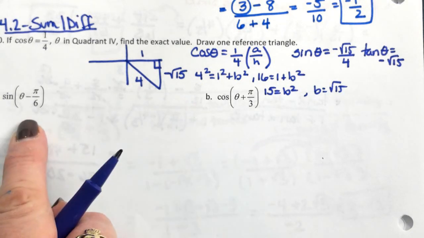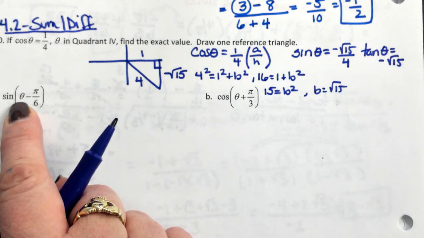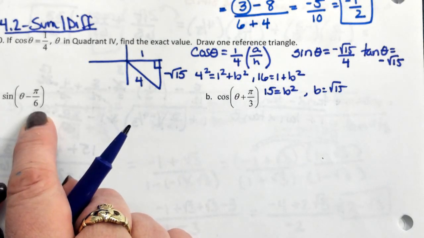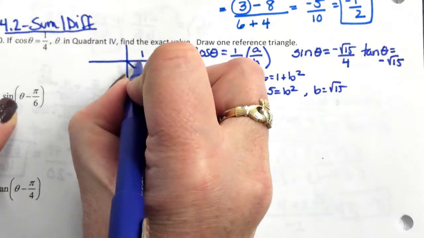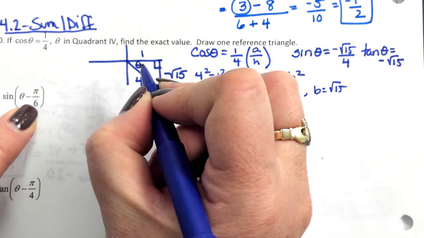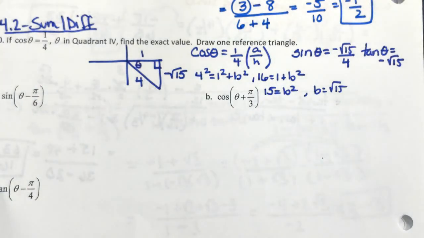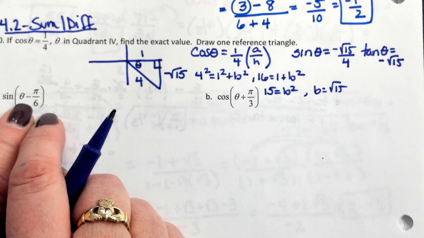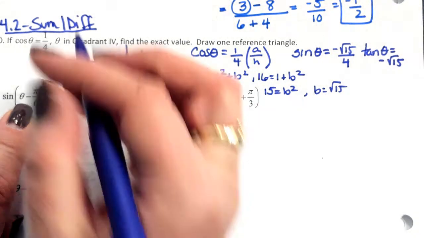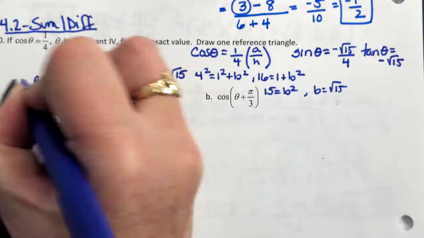So now let's take a look at part A. They want me to find the sine of theta minus pi over 6. Notice theta is coming from my reference triangle. Pi over 6 is coming from the unit circle. So this is where now you're going to do a combination of unit circle and triangle in the same angle. What operation is happening between these two angles? We are subtracting. So treat your theta like your alpha, pi over 6 like your beta.